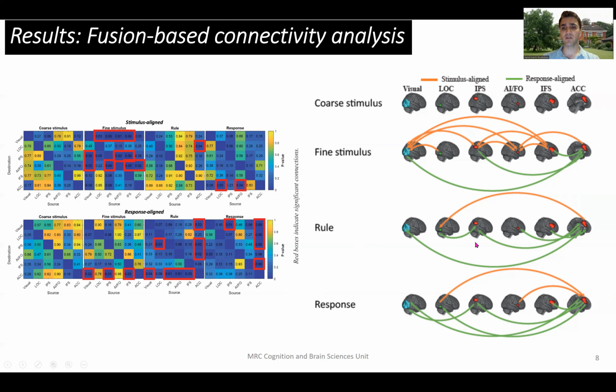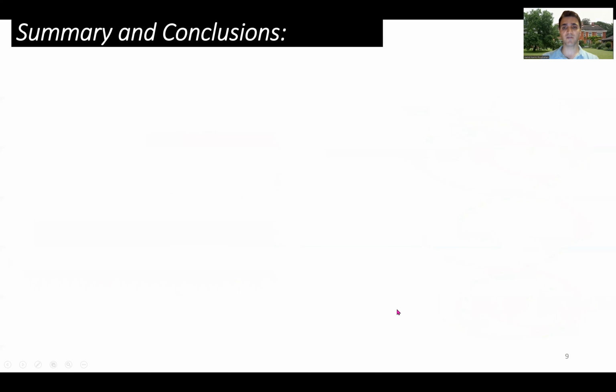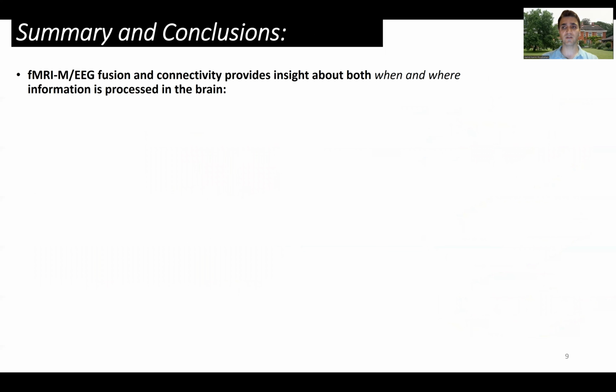For rule information, also, you can see that there are clear inputs to the ACC area, which seems to be playing a major part in processing the rules in the brain. And response information also shows a clear role for the ACC area, with many connections starting or ending at the ACC area. So you can see that different types of information show different kinds of connections and different timings of information.